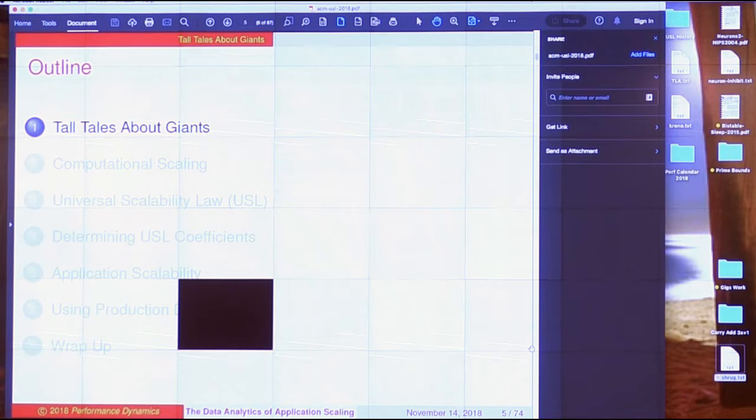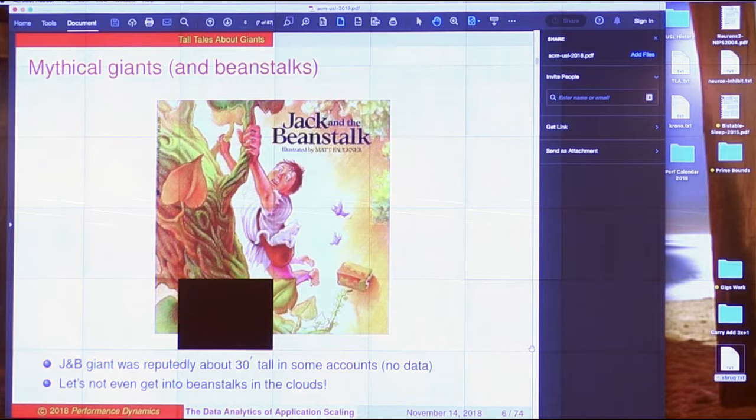So first let me talk about the subtitle, which is to do with giants. The reason for that is because trying to understand why there are no real giants, at least not in the fairy tale sense, is to do with understanding how load affects systems.